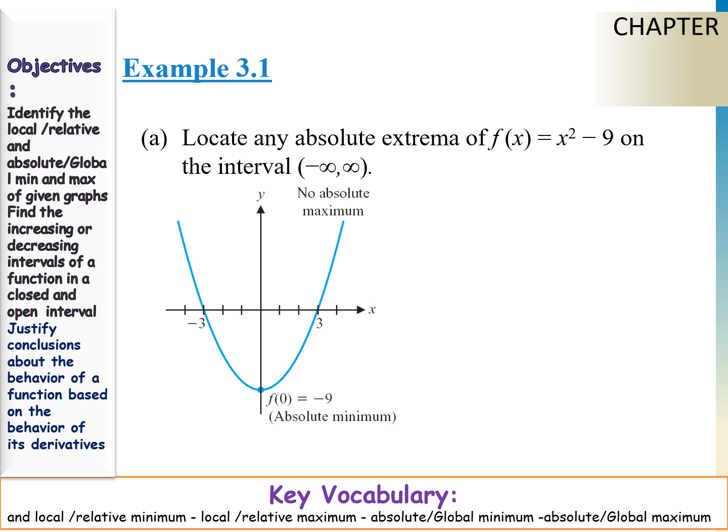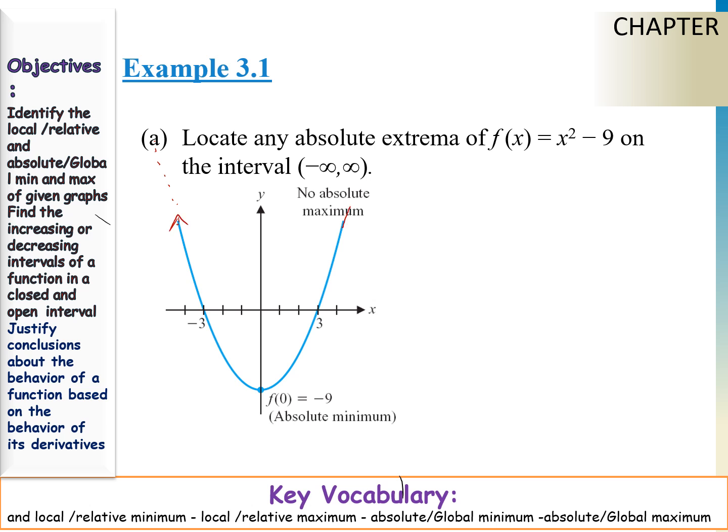Let's analyze the graph and try to find out the answers of the questions which are asked. Locate any absolute extrema in the given graph. First of all, look at the graph. The last point is not included, because an included point should be shown by a shaded point like this. This scenario is not given, so it means this is an ongoing graph, going up and up and up.